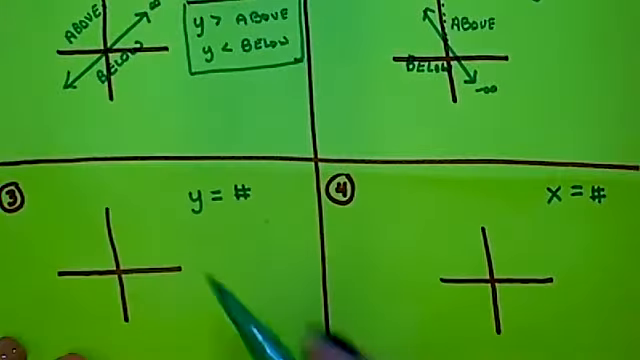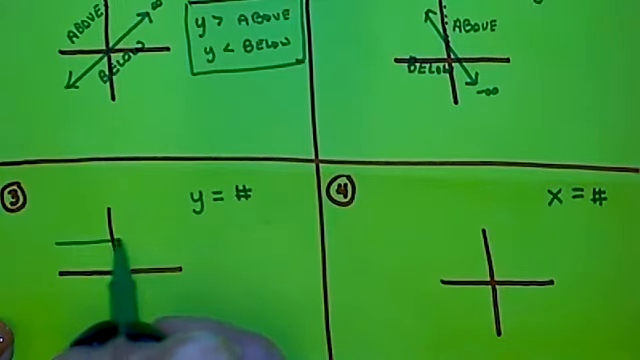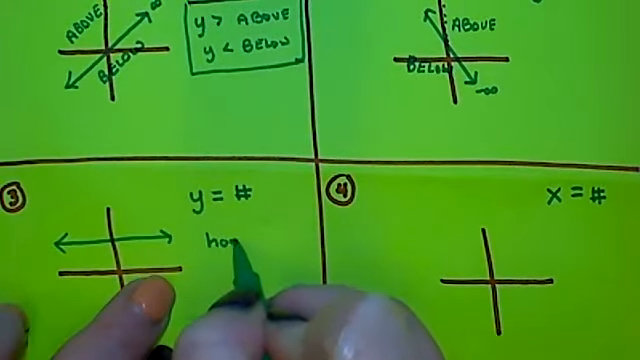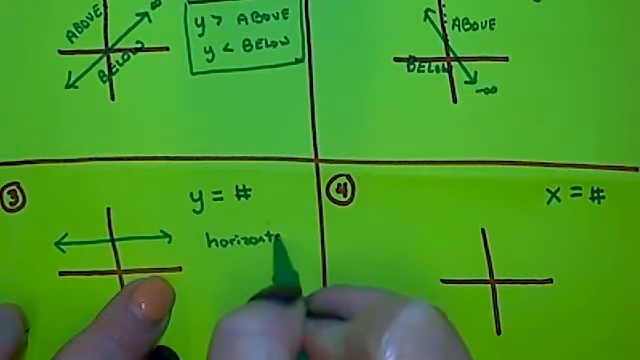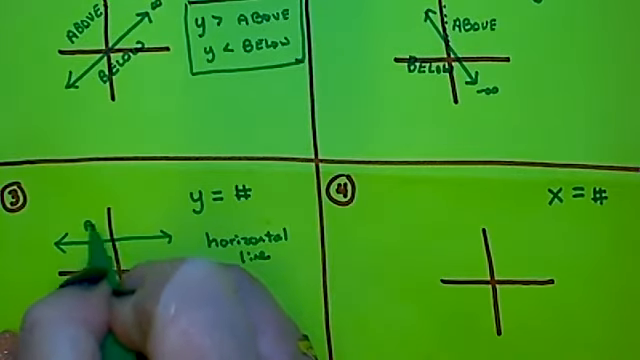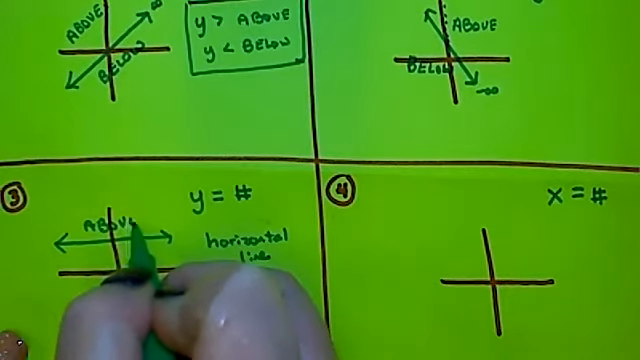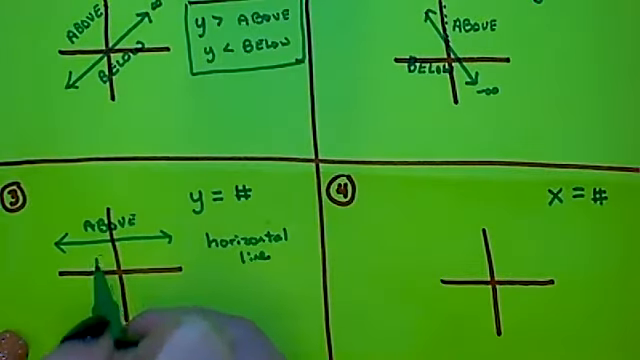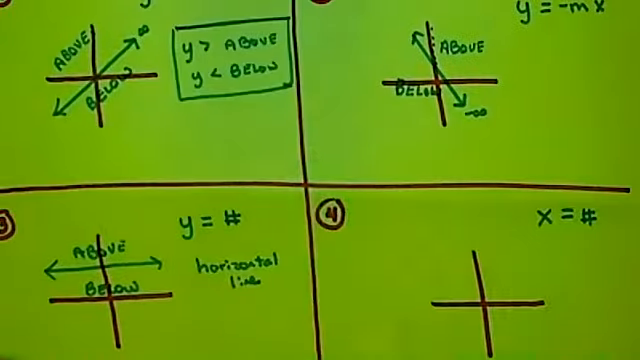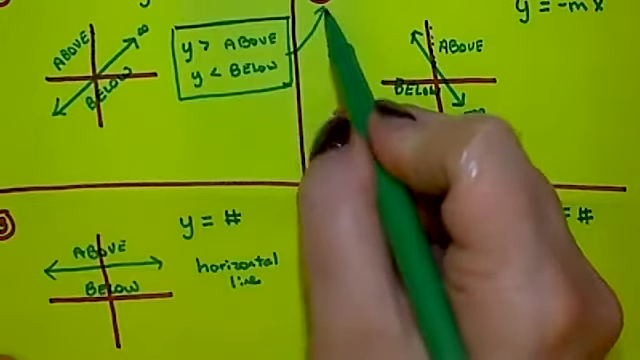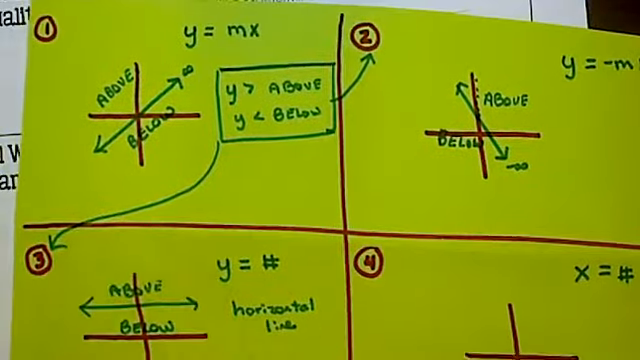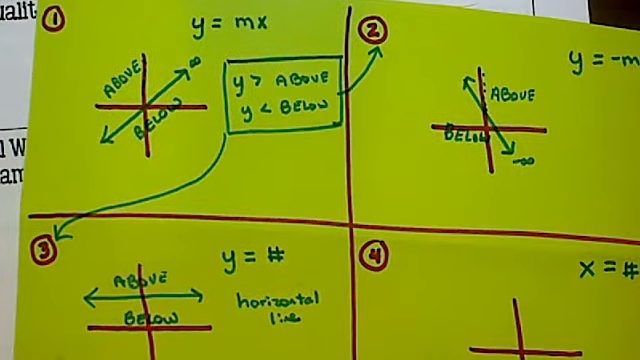Okay, when you have y equals a number, this is going to give you your horizontal line. And greater than is going to be above, which would be this area, and less than would be below. So this applies with this case and this case. And of course, number 1.